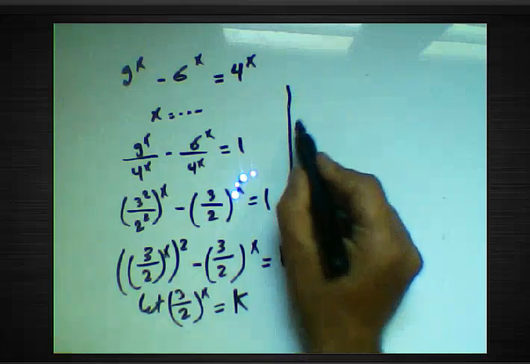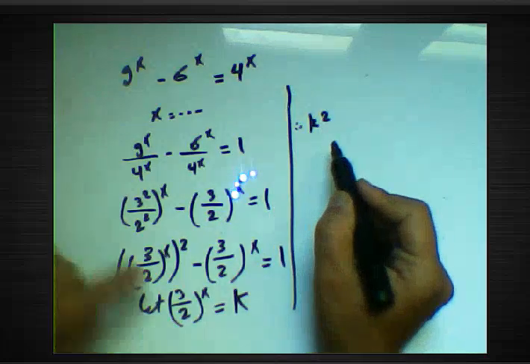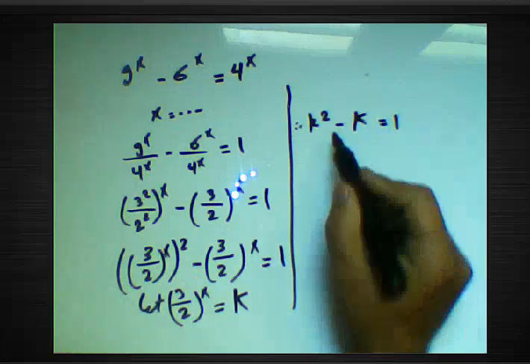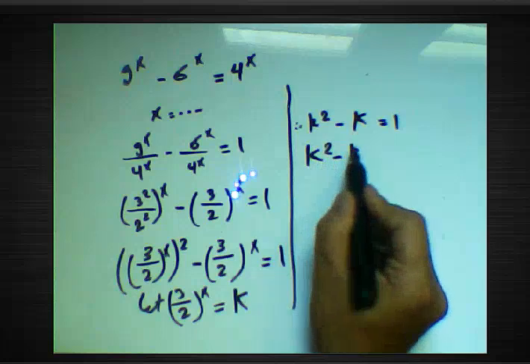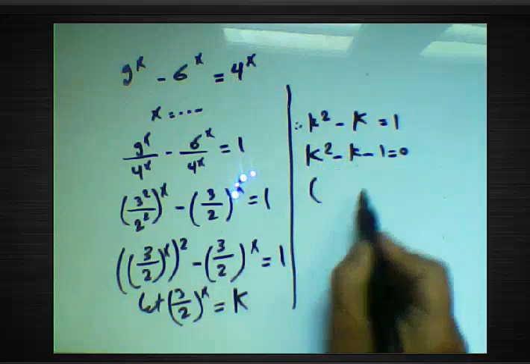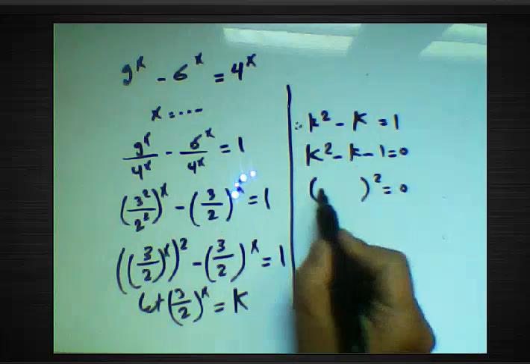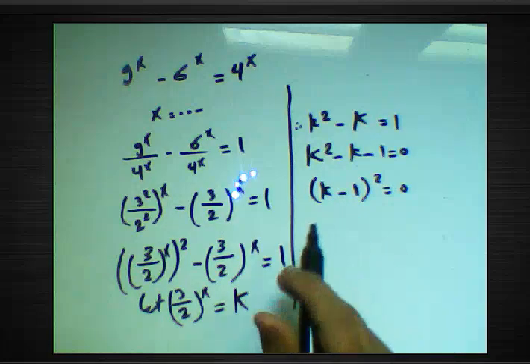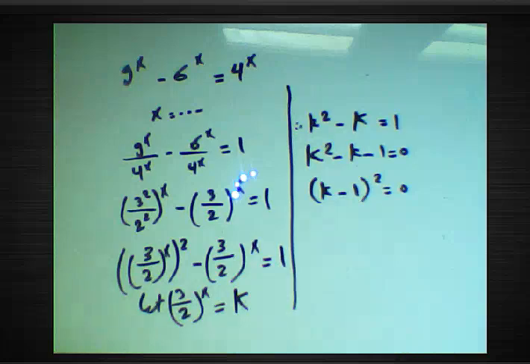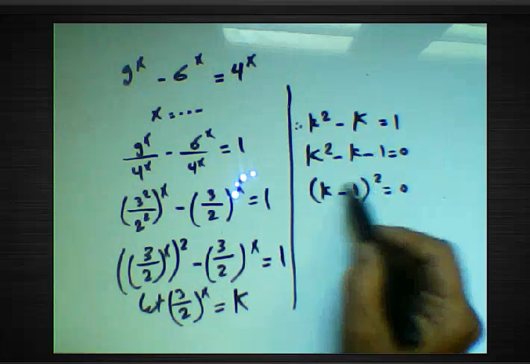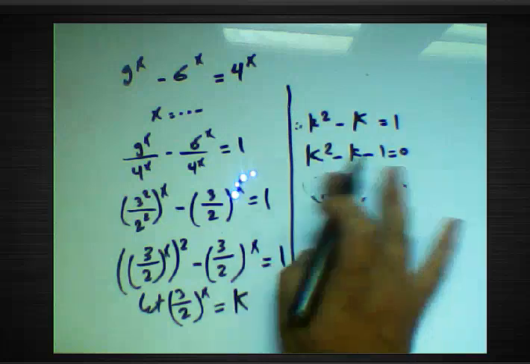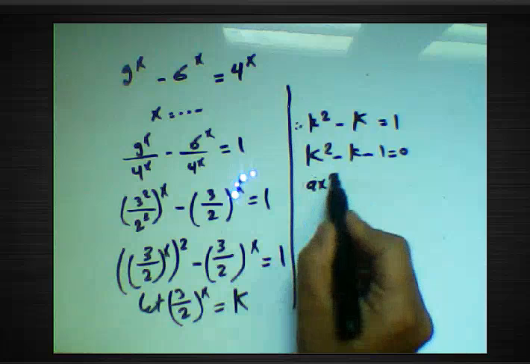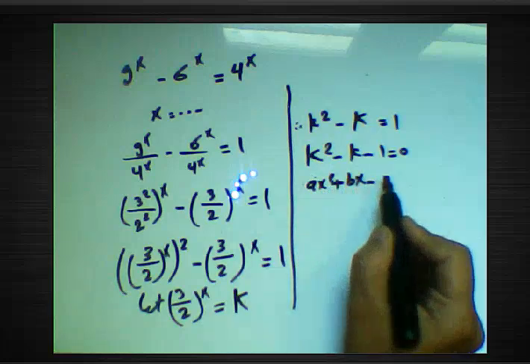Then k power 2 subtract by k equals 1, moving 1 to the left hand side, and then factorize it. K subtract by 1, and here positive, it will be negative. We can't use this rule, so we can use the quadratic formula for ax power 2 plus bx plus c equals 0.